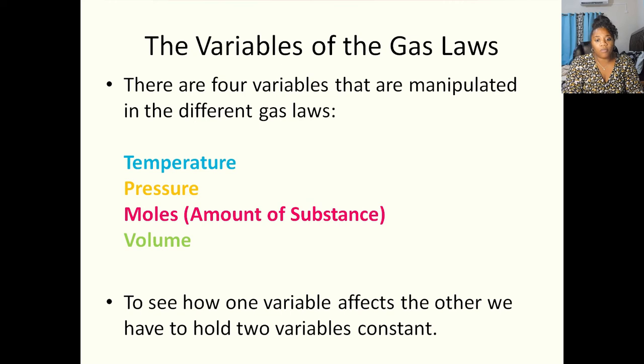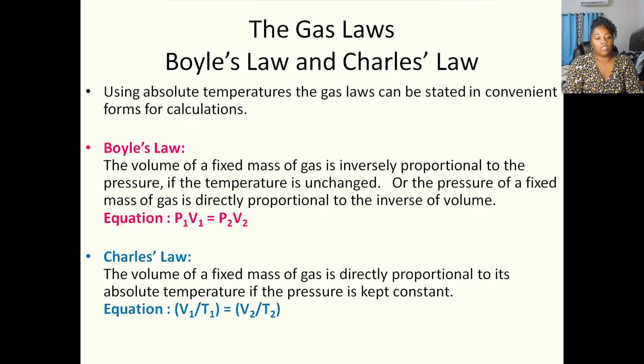There are 4 variables that are manipulated in the different gas laws: temperature, pressure, moles, which is the amount of substance, and volume. To see how one variable affects the other, we have to hold 2 variables constant. Now introducing Boyle's Law and Charles's Law. Using absolute temperatures, the gas laws can be stated in convenient forms for calculations. So we have Boyle's Law.